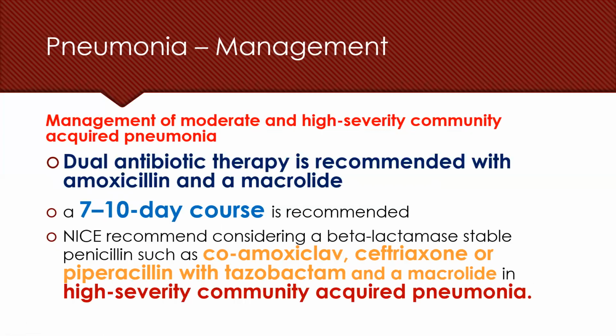But if you have a patient presenting with moderate pneumonia or high severity pneumonia according to the CURB-65 score, then dual antibiotic therapy is recommended for this patient, with amoxicillin and a macrolide. The treatment course duration is 7 to 10 days, and NICE again recommends considering a beta-lactamase stable penicillin such as co-amoxiclav, ceftriaxone, or piperacillin with tazobactam, and a macrolide, in high severity community acquired pneumonia.